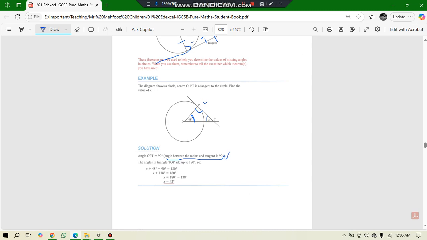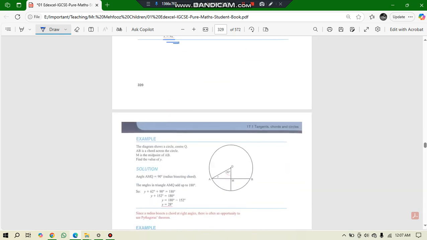Okay, the angles in triangle TOP add up to 180. So this is a triangle, and every triangle has angles that add up to 180. It means that x plus 48 plus 90 equals 180. So x plus 138 equals 180. So x equals 180 minus 138. It means that x equals 42. So this angle will be 42 degrees, right? So this is a smaller example.